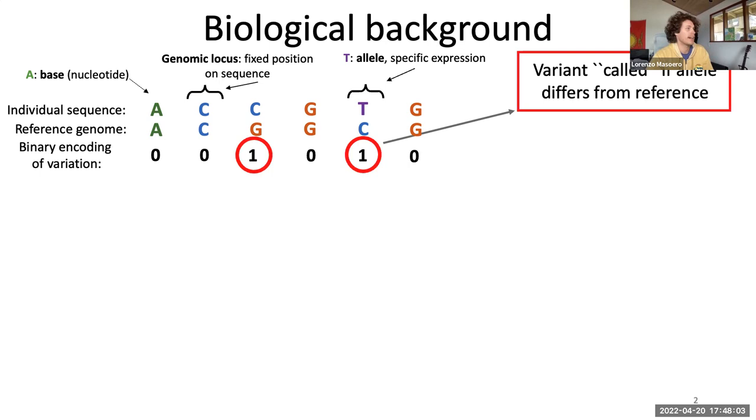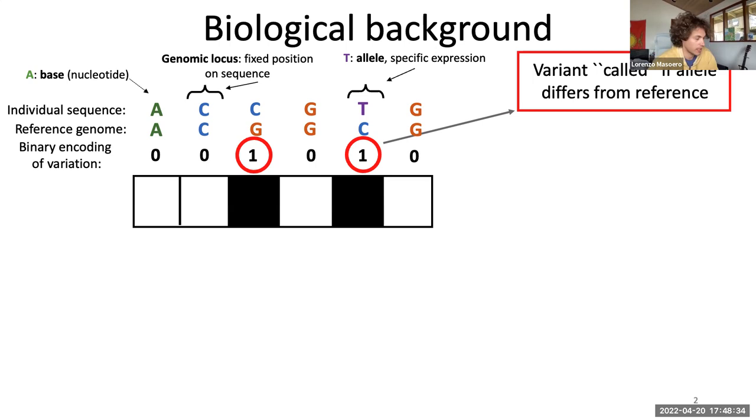The key idea here is that biologists are really interested in these variants, that is, these differences that arise between individual sequences and the reference genome. So given our data, we can create a simplified summary statistic by looking at the variants that are produced. We say that a variant is called whenever the allele of an individual differs from the standard reference that is an input to the problem. Pictorially, we can encode this by means of a binary vector in which black squares represent the arisal of variants.